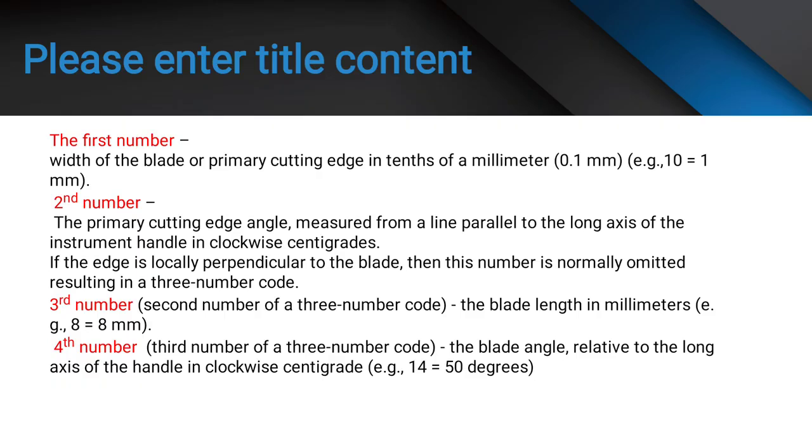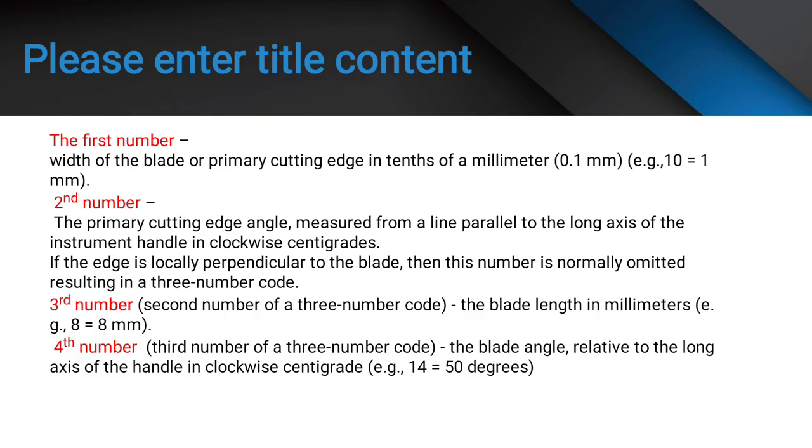Example: the number 10 indicates 1 mm. The second number of a 4-number code indicates the primary cutting edge angle, measured from a line parallel to the long axis of the instrument to the line passing through the cutting edge. And whenever the cutting edge is perpendicular to the blade, then the cutting edge angle is omitted.